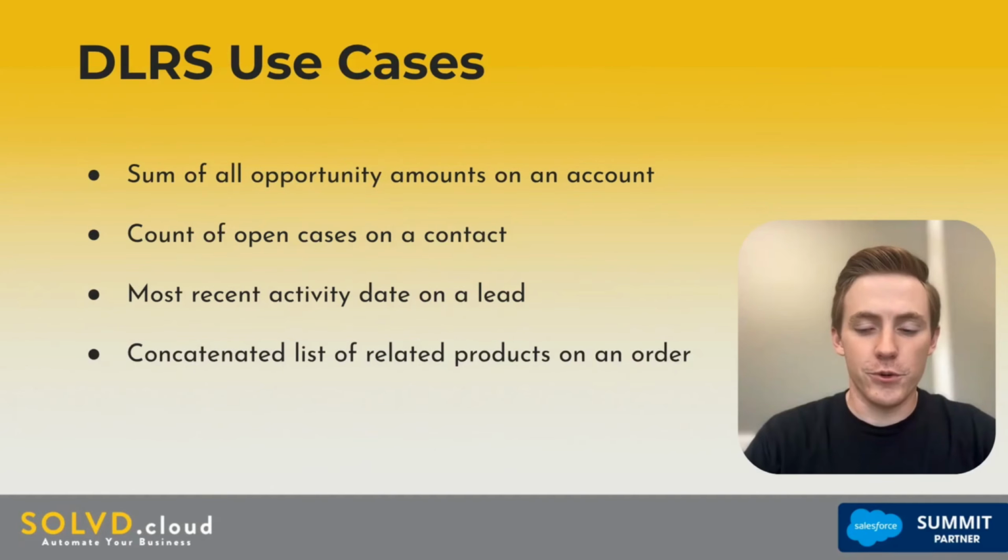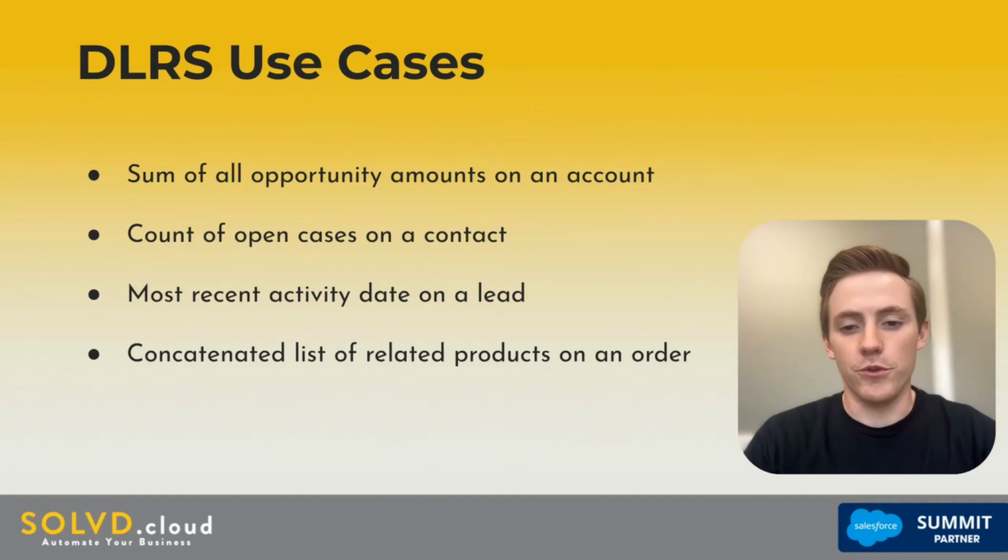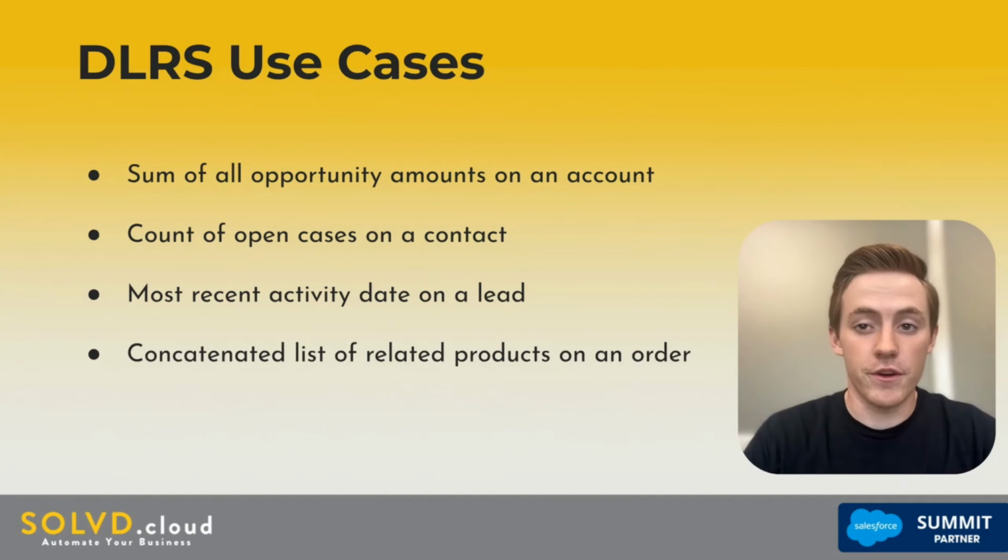So what can you actually do with this? Here's a list of common use cases. First, you could create a field to show the sum of all opportunity amounts on an account. Or for a service team, you could create a field on the contact object that shows the count of all open cases related to them. You can even use it for more advanced things like pulling the most recent activity date on a lead, or creating a concatenated list of related products on an order. Honestly, the opportunities are endless when it comes to the use cases for this tool.